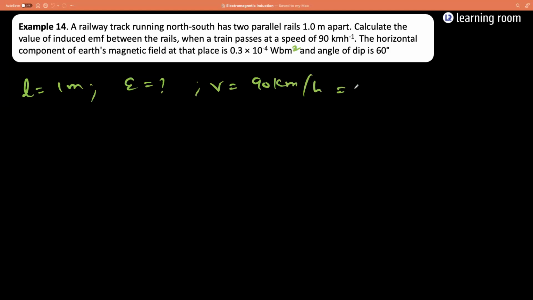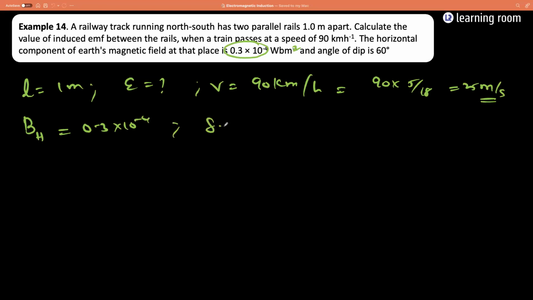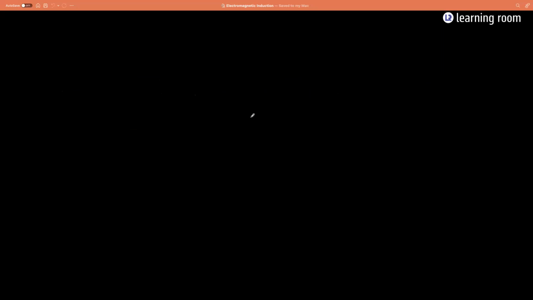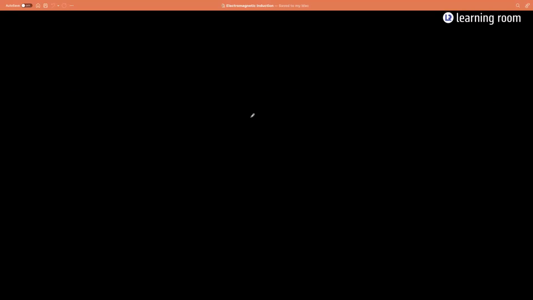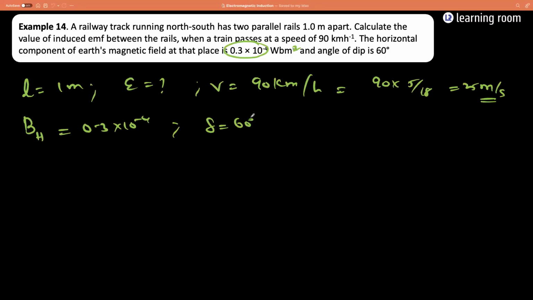So 90 kilometer per hour is how many meter per second? 90 into 5 divided by 18, it is 25 meter per second, right? The horizontal component of the Earth's magnetic field at the place is 0.3 into 10 power minus 4 Weber per meter square. So BH is equal to 0.3 into 10 power minus 4 and delta is equal to 60 degrees. So what is going to be the value of BE? Is the answer 1.3 into 10 to the power minus 4? I think it is 10 power minus 3, but let me do it and see.